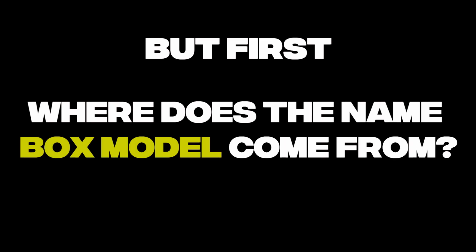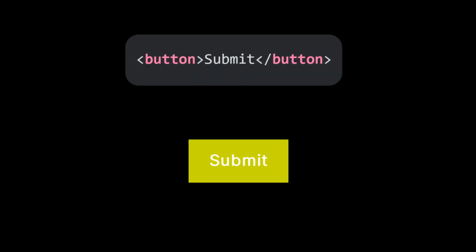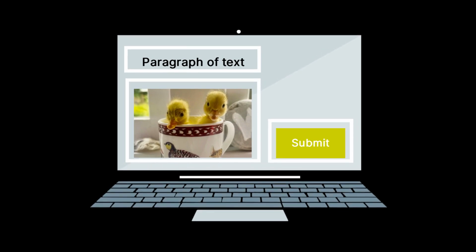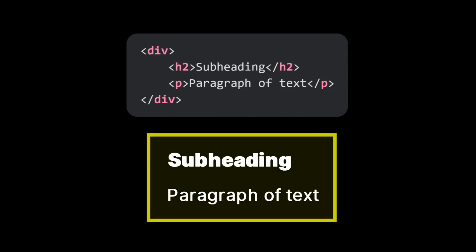In this video, we'll look at something called the box model. But before we get into the details, where does the name box model come from? Well, essentially every HTML element is a box. So a paragraph, an image, or a button, these are all just boxes. But also a div with nested elements is essentially just a box with other boxes inside it. And that's why we have this thing called the box model.